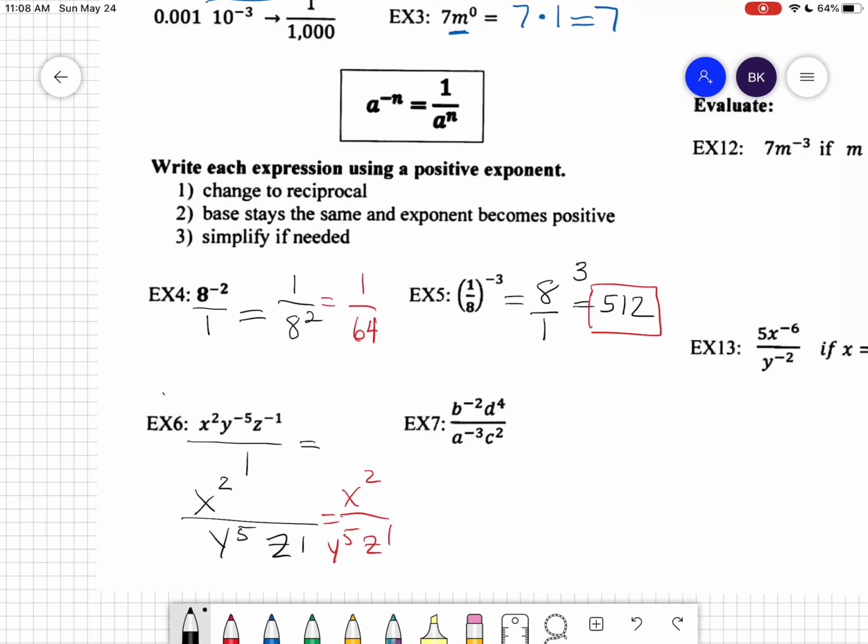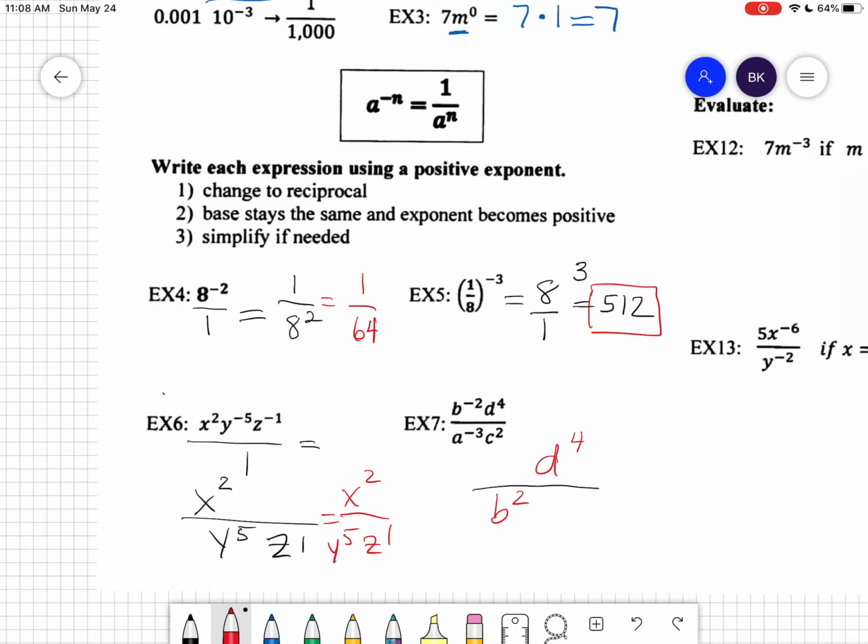In my next example, I'm going to again write a fraction bar. Now remember, after looking at each base, you're going to ask yourself, is that base going to the bottom or is it staying at the top in the numerator? B to the negative second is negative, so it's going to the bottom, becomes positive. D to the fourth is positive, so it stays at the top.